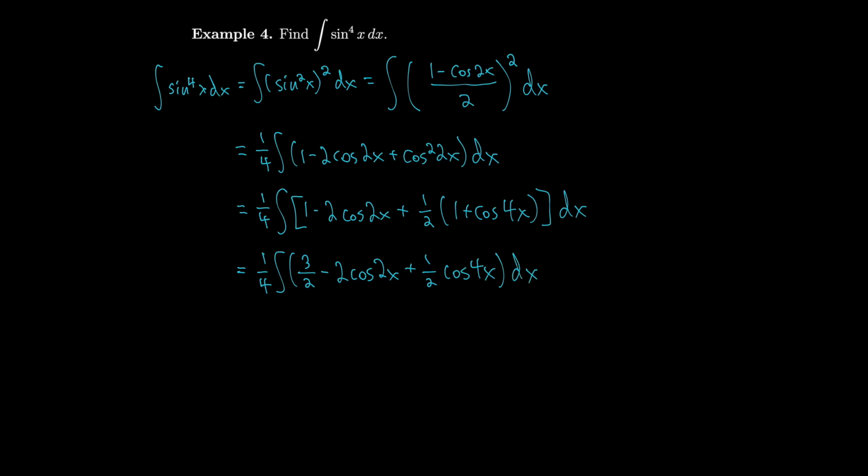And now we can just take our antiderivative. So we get 1/4 times 3 over 2 x minus sine 2x plus 1/8 sine 4x plus c.